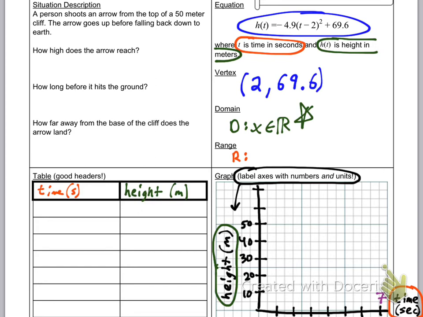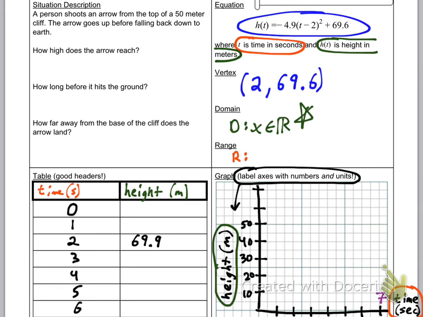And just to show you an example of what you might fill out in the x value column, I would probably want to start with 0. And we're going to look at that. You can talk with your group more about what that means in terms of this situation. And just fill out 0, then 1, then 2. And we know that because the vertex is at 2, we know the y value has to be 69.9 there. And go ahead and fill out 3, 4, 5, and 6.